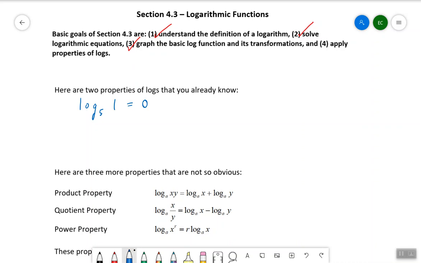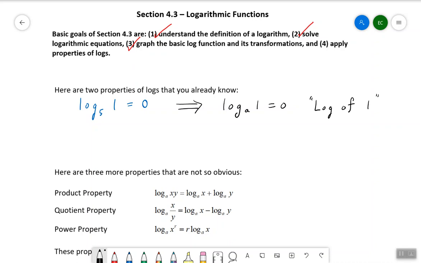And so in general, what we can say is that for any base a, where a is positive and a is not equal to 1, log base a of 1 is equal to 0. And so this property has a name. It's called the logarithm of 1, or I'll just shorten that up and just call it the log of 1.